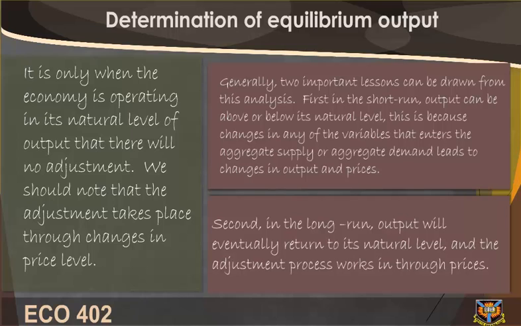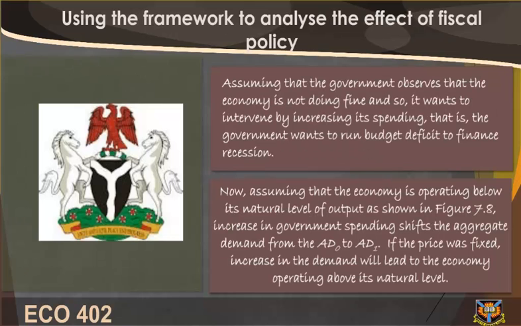First, in the short run, output can be above or below its natural level. This is because changes in any of the variables that enter the aggregate supply or aggregate demand lead to changes in output and prices. Second, in the long run, output will eventually return to its natural level, and the adjustment process works through prices. Using the framework to analyze the effect of fiscal policy.